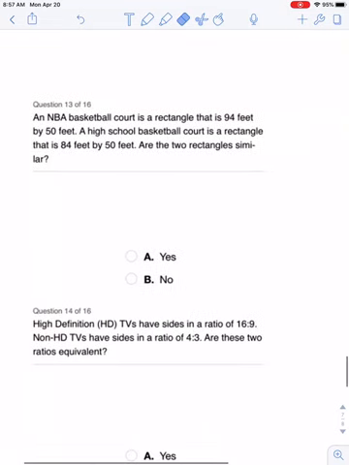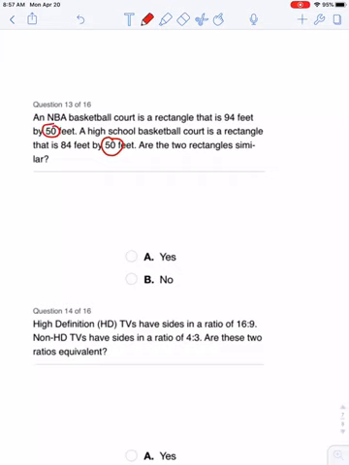An NBA court is a rectangle that is 94 feet by 50 feet. A high school court is a rectangle that is 84 feet by 50 feet. Are the two rectangles similar? I don't have to do any calculations. I know the answer is no.